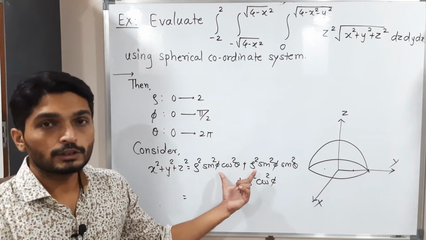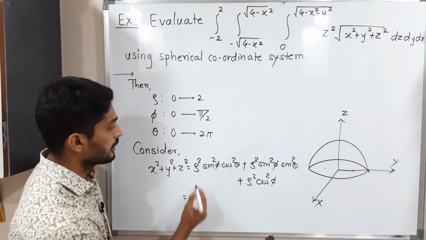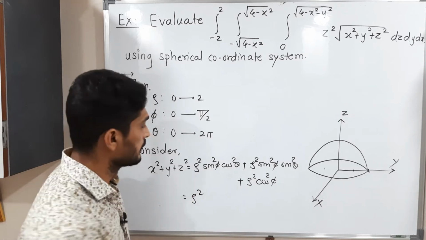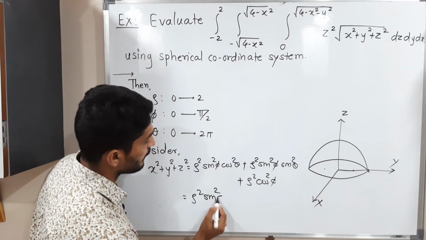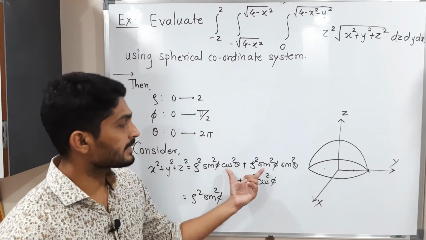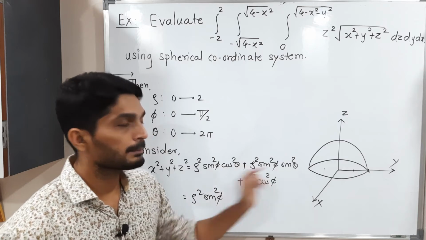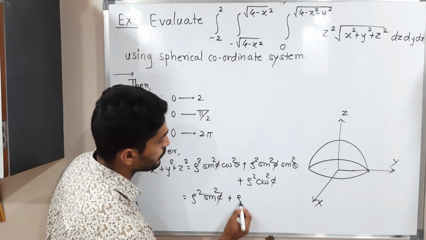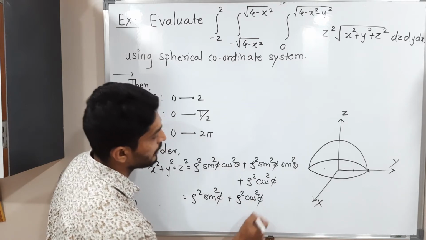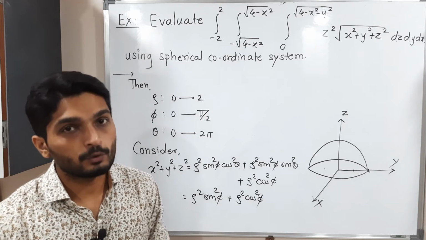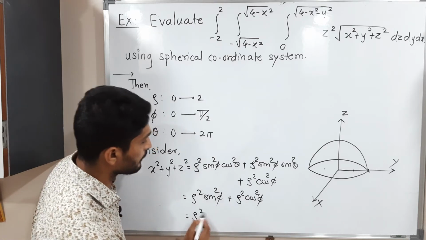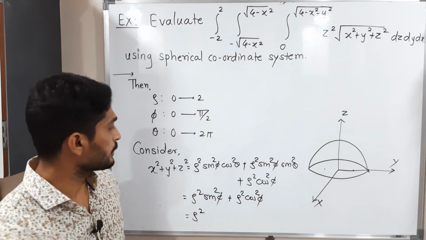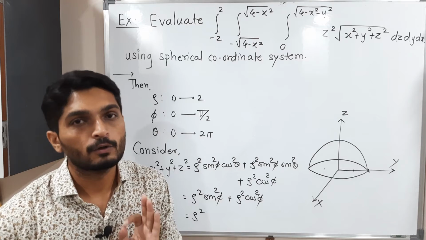Tell me, from the first two terms what can we take common? Rho square. We can take rho square common from just the first two terms, as well as we can take sine square phi common. If you take rho square and sine square phi common, we will have cos square theta plus sine square theta, which is 1, plus this last term rho square cos square phi. Tell me what can we take common? We can take rho square common. But if you take rho square common, we will have sine square phi plus cos square phi, which is again 1. So that means the value of this expression is simply rho square.